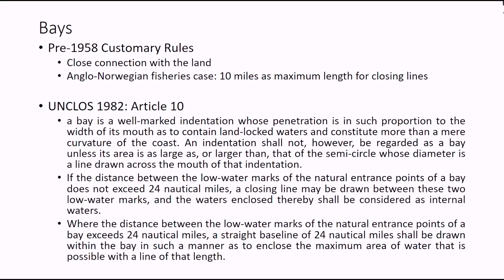At the same time, if you look at the second clause, it says if the distance between the low water marks of the natural entrance points of a bay does not exceed 24 nautical miles. I repeat, if the distance between the low water marks of the natural entrance points of a bay does not exceed 24 nautical miles, a closing line may be drawn between these two low water marks and the waters enclosed thereby shall be considered as internal water.